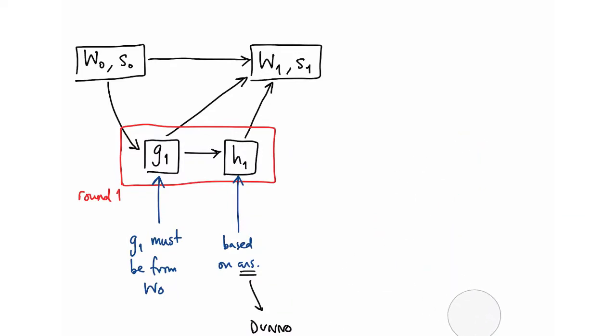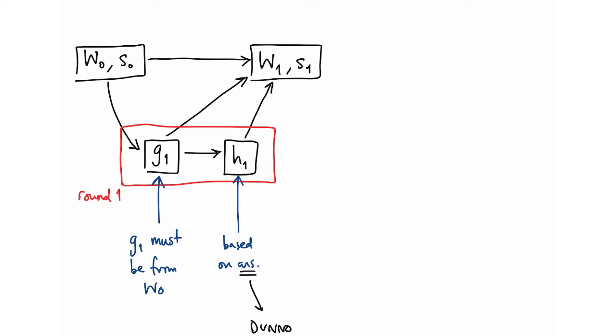So let's focus on one round of the game. Let's consider the first round of the game, and all the other rounds of the game will be similar. In the first round of the game, we'll have to make a guess, get a hint, and then we can filter out the words which don't fit the hint, leaving us with W1.